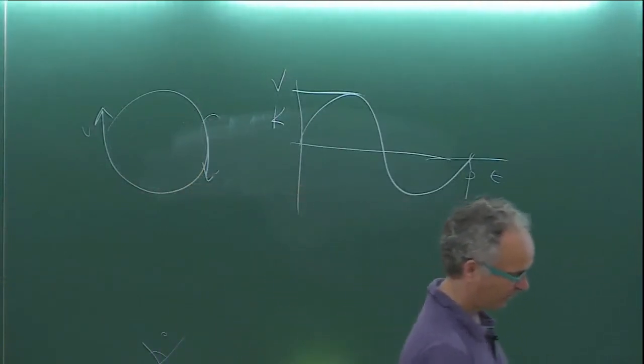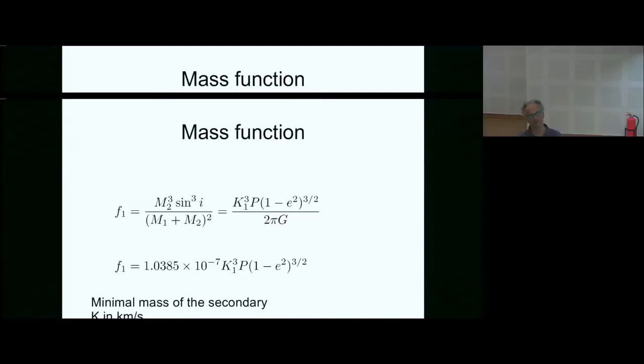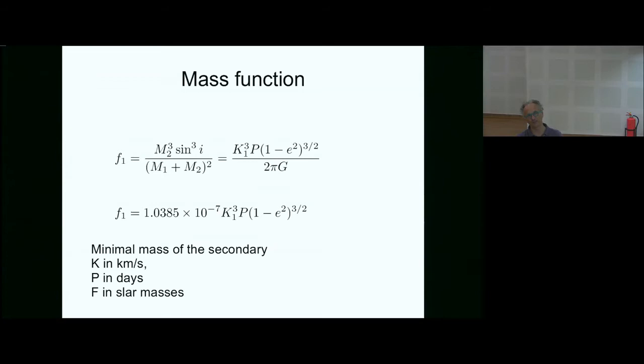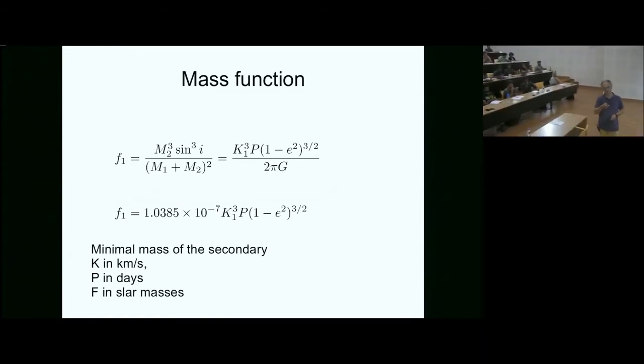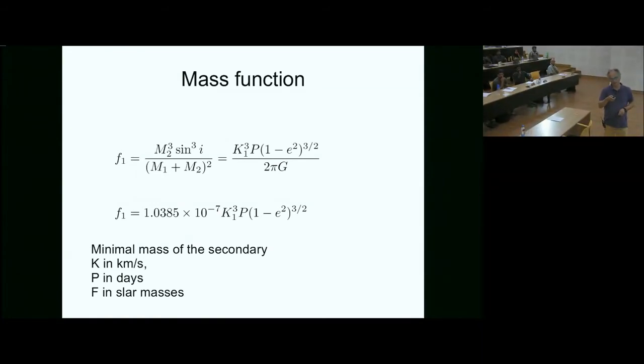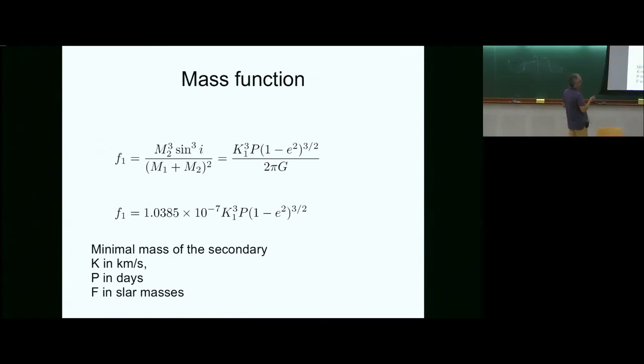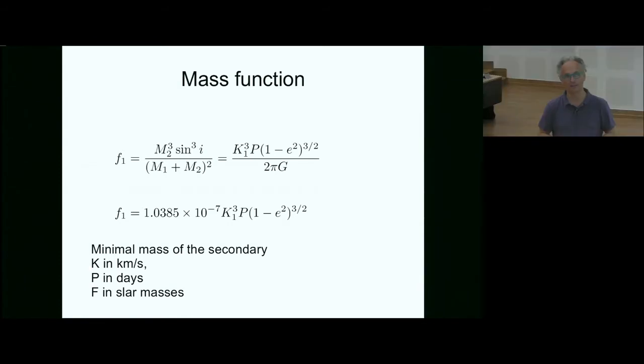It's an easy exercise in binary motion that you can calculate a function that is called the mass function, which relates the amplitude of the velocity of star 1 with the period and the ellipticity. So these are all the values that we can measure, and they can be related to the masses and the inclination of the system.